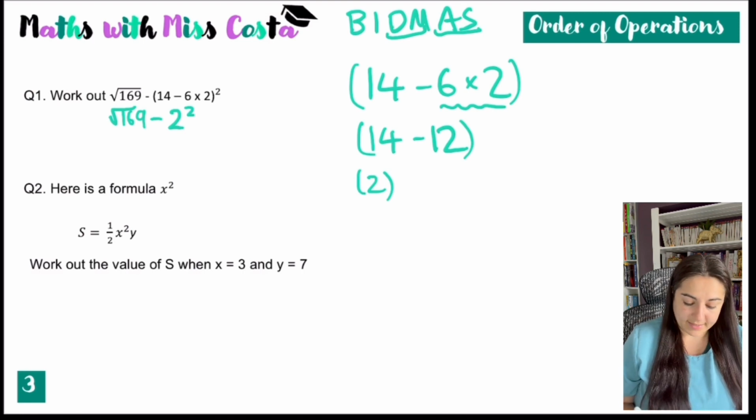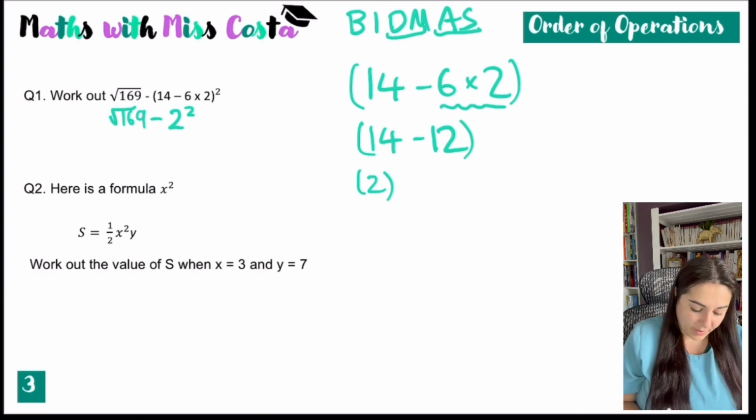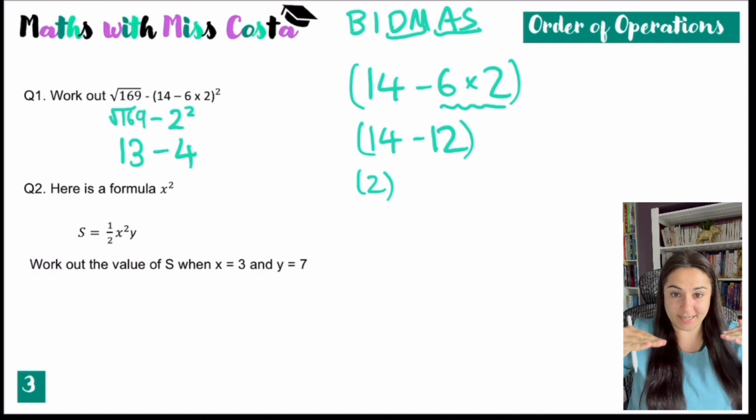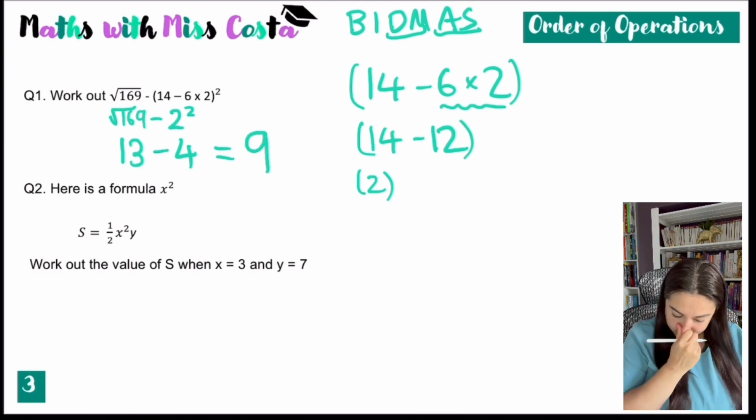Now, the next thing I need to do is the indices, but it doesn't really matter which order you do it in because you have to do them separately. So the square root of 169 is 13, and 2 squared means 2 times 2, which is 4. So you're writing out each calculation underneath as you do it bit by bit. And 13 take away 4 is 9.